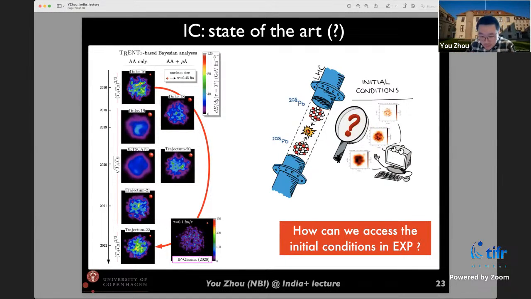Also, before the Bayesian analysis, for hydro calculations, people would just pick up v2 and the spectrum, and fit them. They try to find the best parameters and then say this is eta over s, or this is the initial condition. I think right now in 2023, this is old-fashioned, and we shouldn't stay with that anymore. Okay, all right. Thank you.